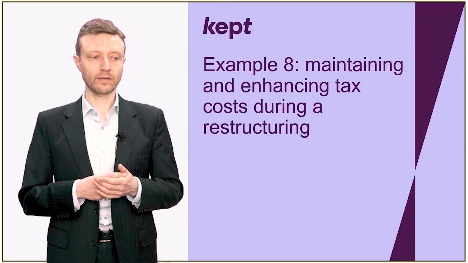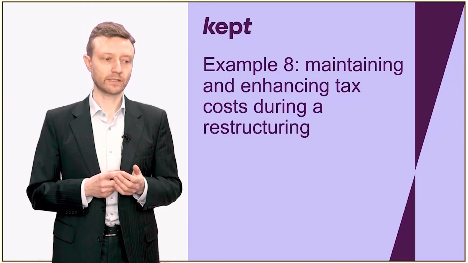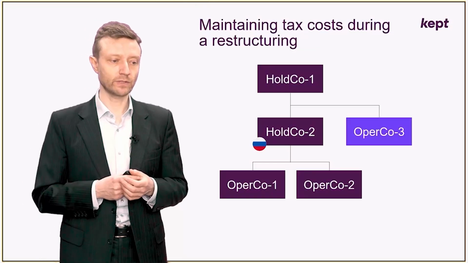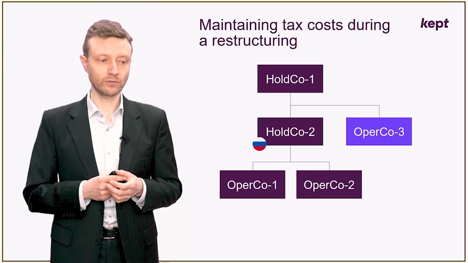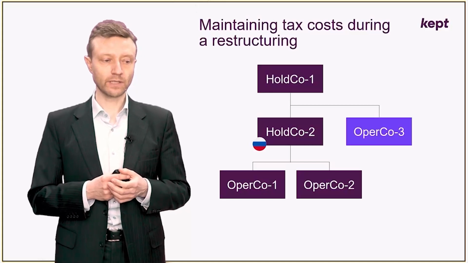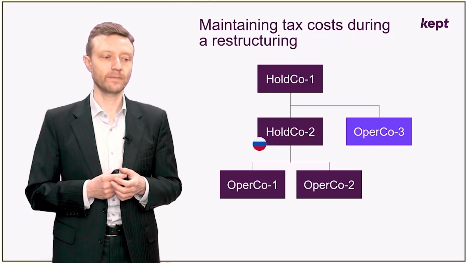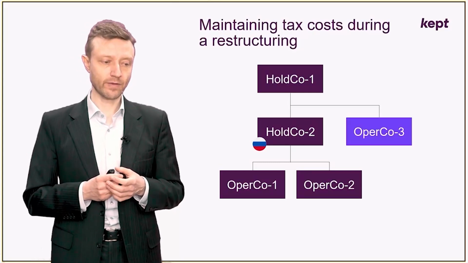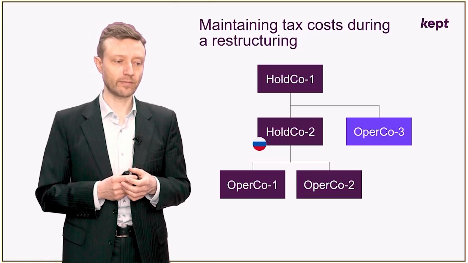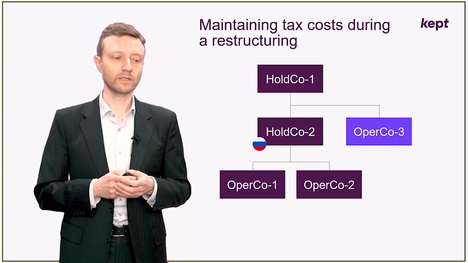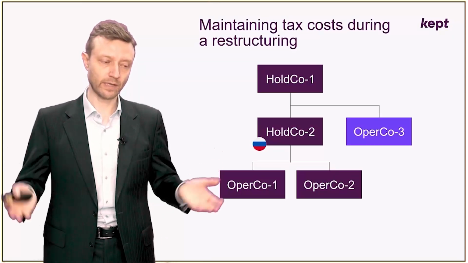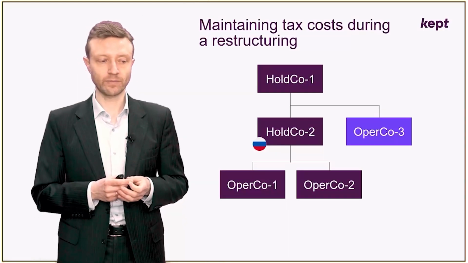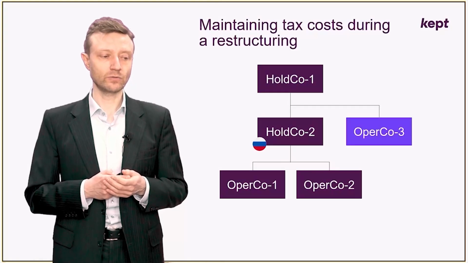Next example, maintaining and enhancing tax costs during restructuring. Let's look at a structure where there is a holding company 1 and a holding company 2. The first holding company, as is shown on this slide, owns an operating company 3, and the holding company 2 needs to acquire this company because the idea is to bring it to the business of the holding company 2, which happens to be in Russia.